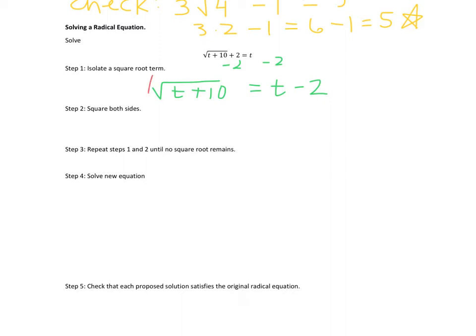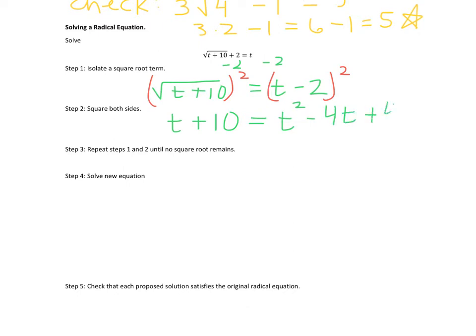Step 2, once we isolate it, is to square both sides of our equation. On the left, the radical and the square just cancel out, so we have t plus 10. But t minus 2 all squared, we're going to have to FOIL that out.